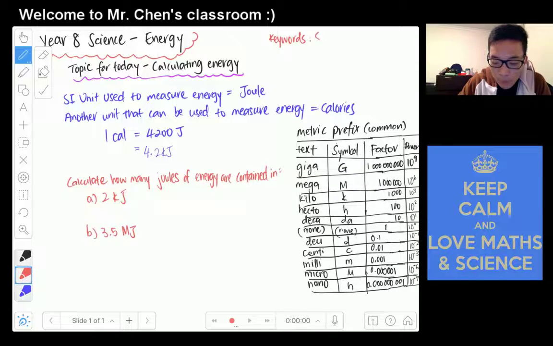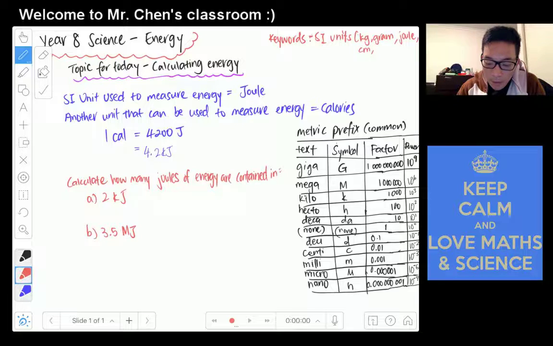So the keywords will be SI unit. I would like you to actually take some time to go through what SI units are. SI units are things like kilograms, grams, in energy form it will be joules, and you have centimeters, meters. Those are SI units that are used to measure certain things.